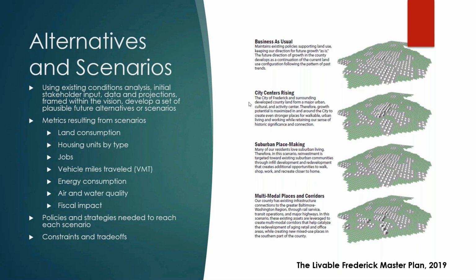This is one way to start with some options for the end and look backwards using metrics. What would be the policies and strategies needed to reach each scenario? And then they all have their various constraints and trade-offs. None of them are going to be the absolute perfect aspect of your community that you're looking for. What are the positives? What are the trade-offs? And then maybe you find something, a blend or a hybrid of the different alternatives or scenarios.